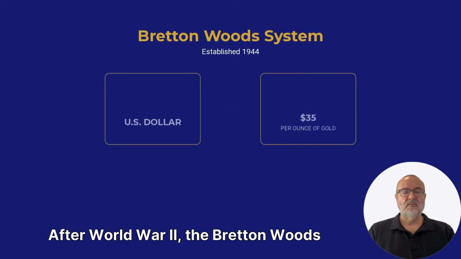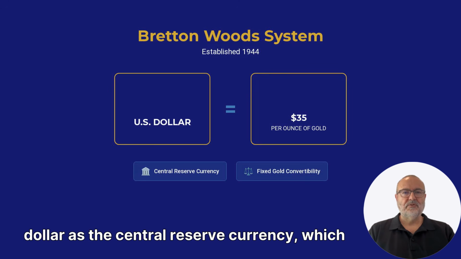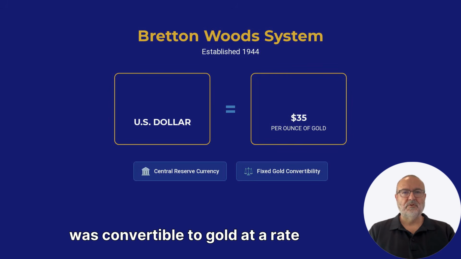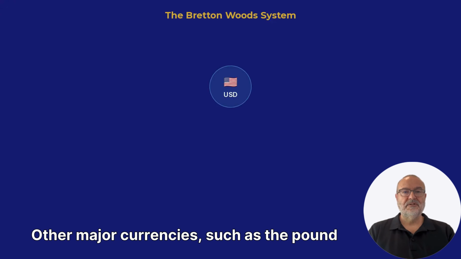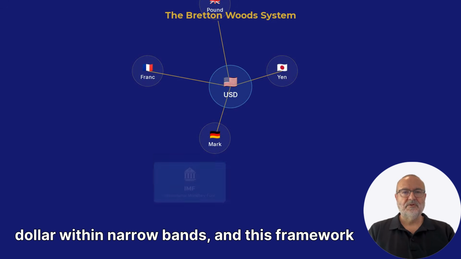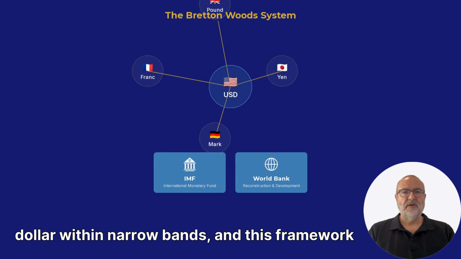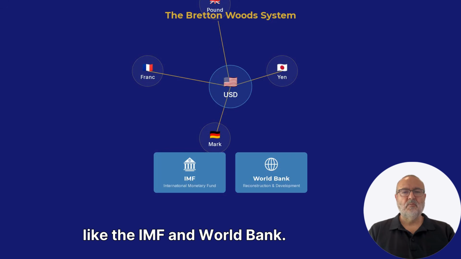After World War II, the Bretton Woods system, established in 1944, positioned the U.S. dollar as the central reserve currency, which was convertible to gold at a rate of $35 per ounce. Other major currencies, such as the pound and yen, were pegged to the U.S. dollar within narrow bands, and this framework led to the creation of key institutions like the IMF and World Bank.